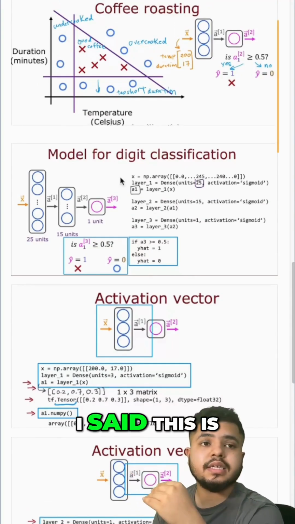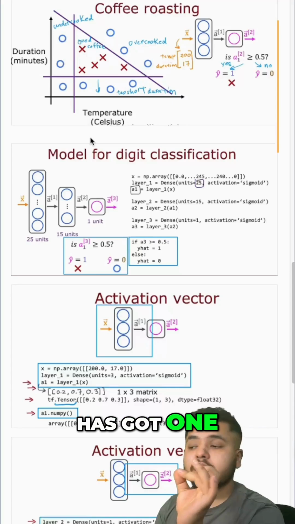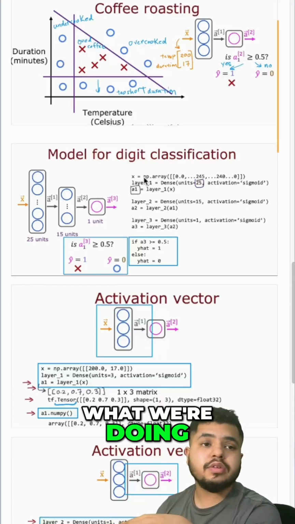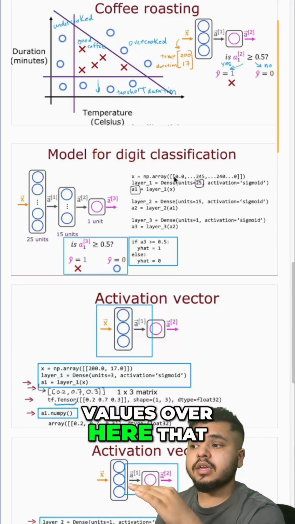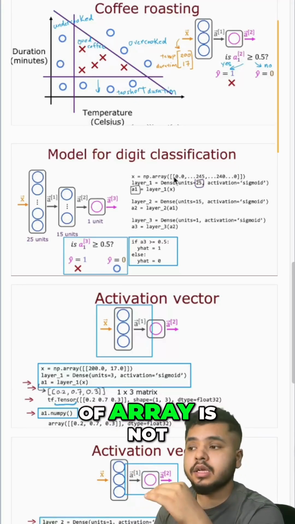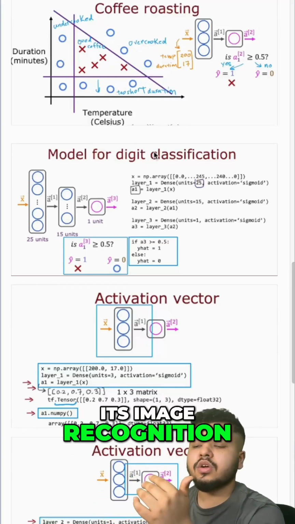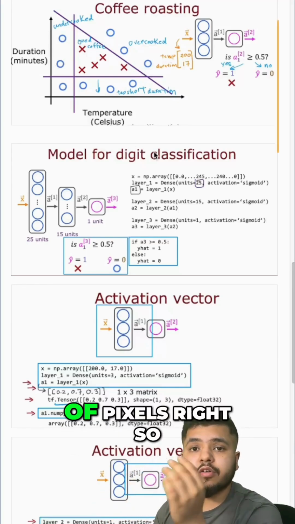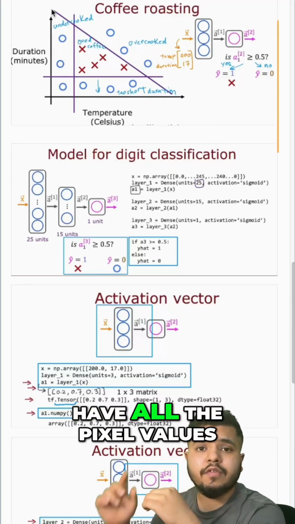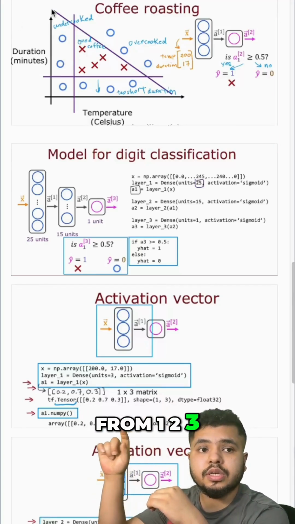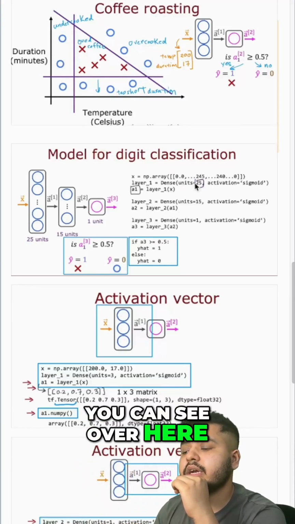So now let's look at the other example. Over here, as I said, this is a model which will be able to recognize if the particular image has got 1 or 0 in it. In the very first step, we're declaring the x values, but in this case, the x values, which we are declaring in the form of array, are not temperature and duration, as it's image recognition. We do need to fetch the value of pixels, right? So for example, a particular image which is square size needs to have all the pixel values, like starting from 1, 2, 3, 4, 5, right? So we are declaring all the pixel values, as you can see over here.